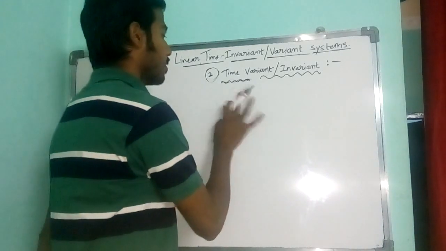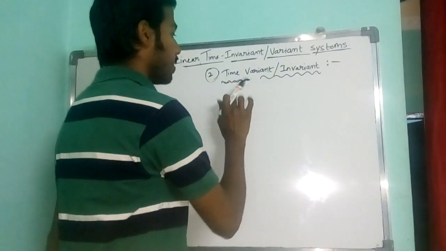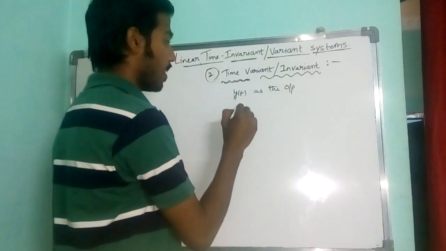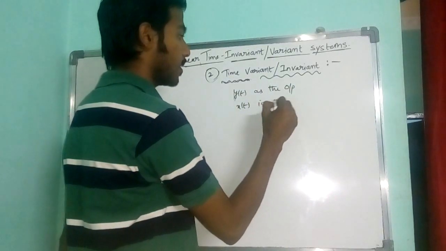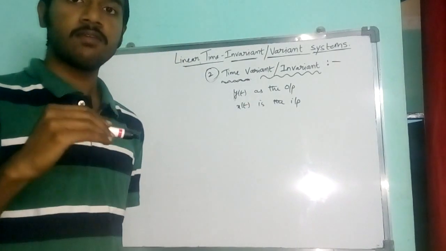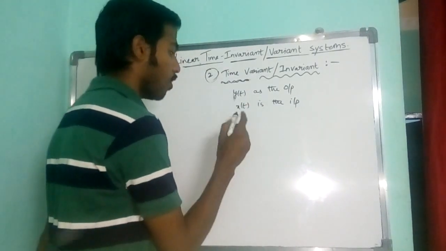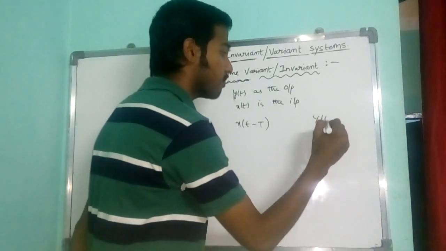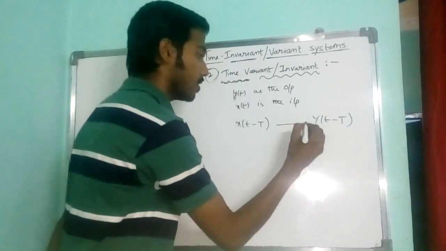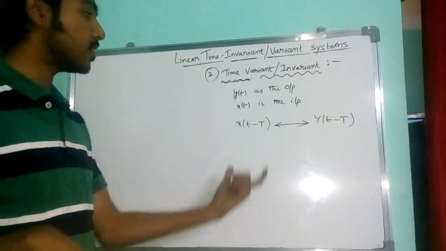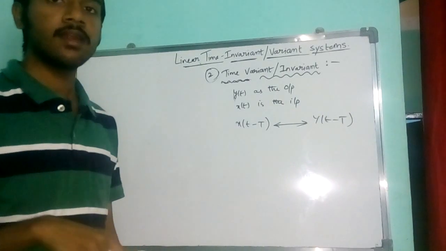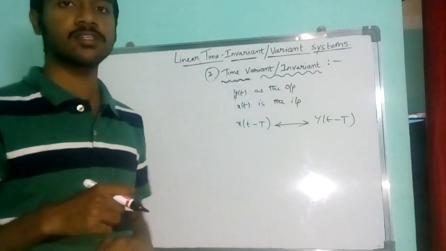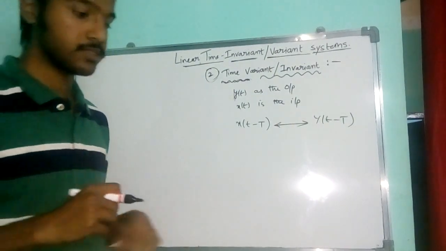That means if we consider an example, y of t as the output and x of t as the input signal, whenever we shift the input by t time units, the output should also shift by t time units. Then such a system is called a linear time invariant system. If this is not satisfied, then it is called a linear time variant system.